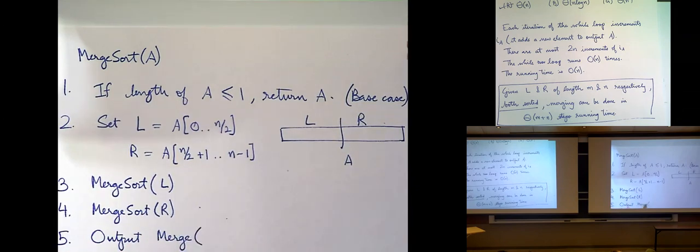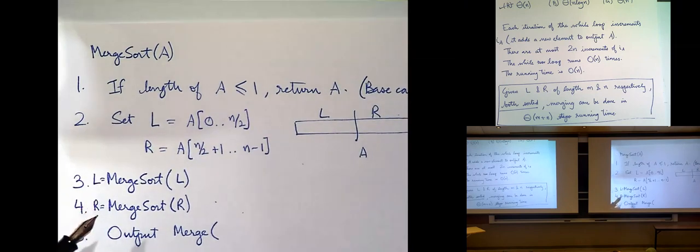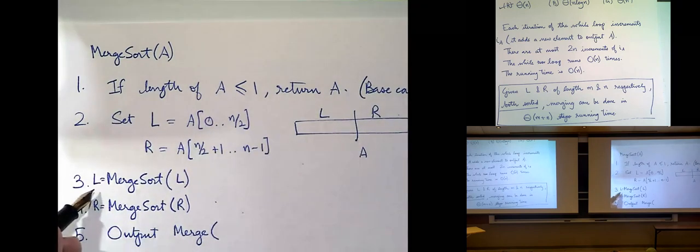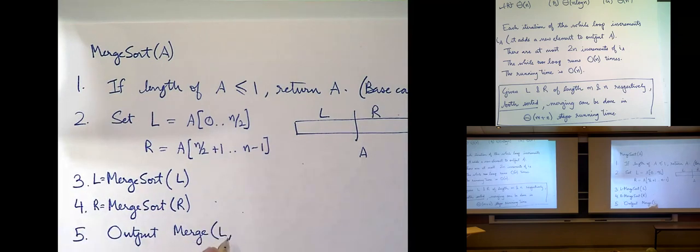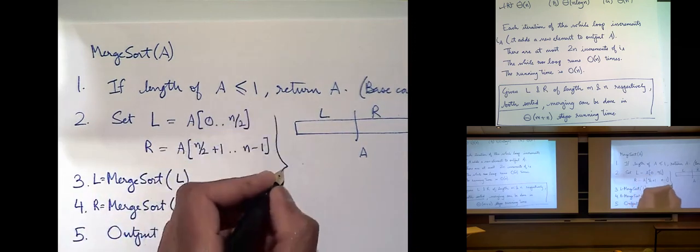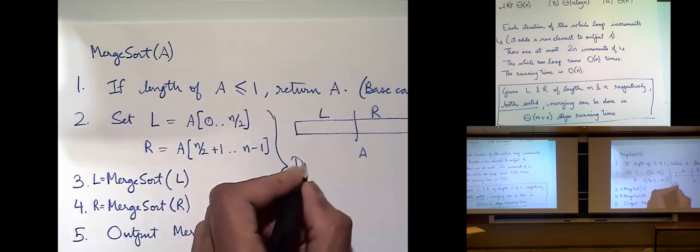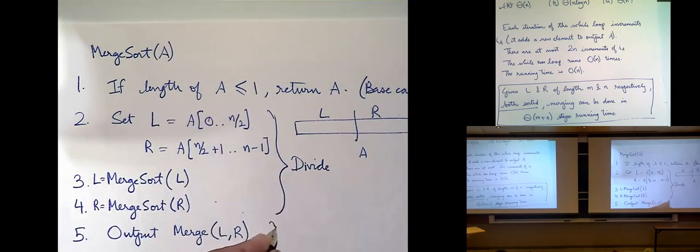and then finally you output the merge. Let me write this as L is equal to the merge sort of L, R is equal to the merge sort of R, meaning that I'm just going to reset L and R to be the sorted versions. Then I'm just going to output the merge of L and R. So these were the divide steps, and that is the conquer step. And that's the code for merge sort.